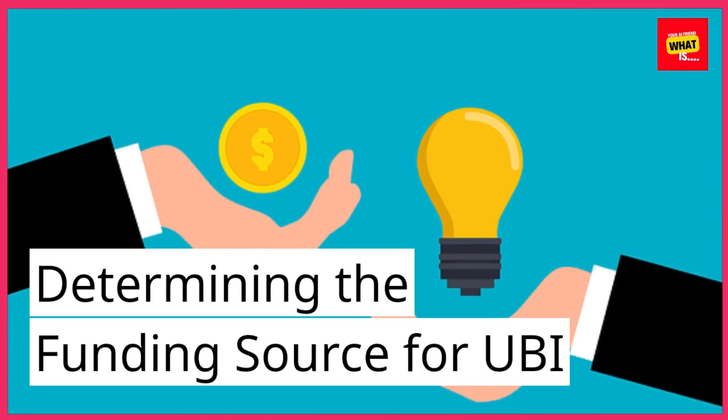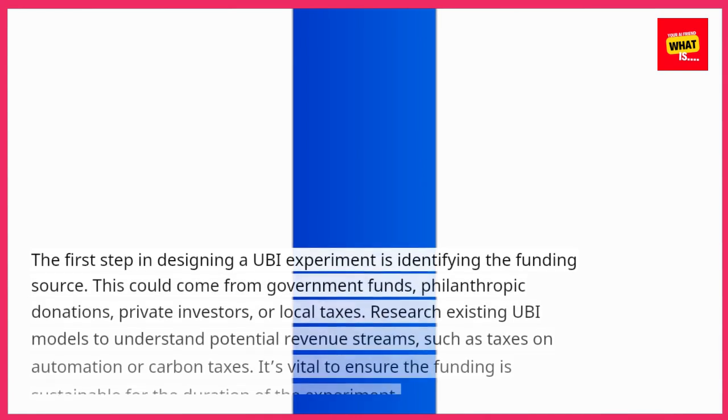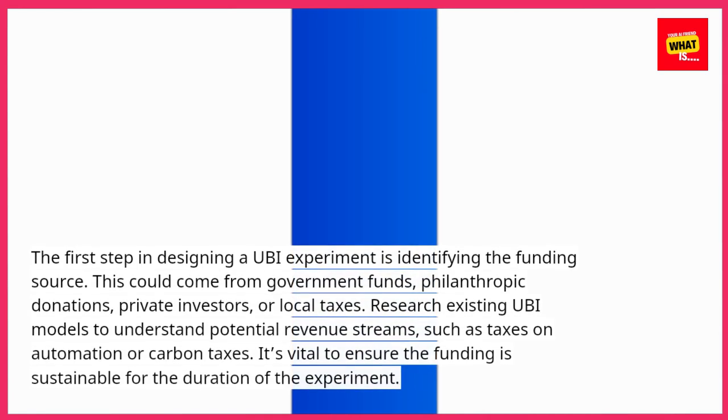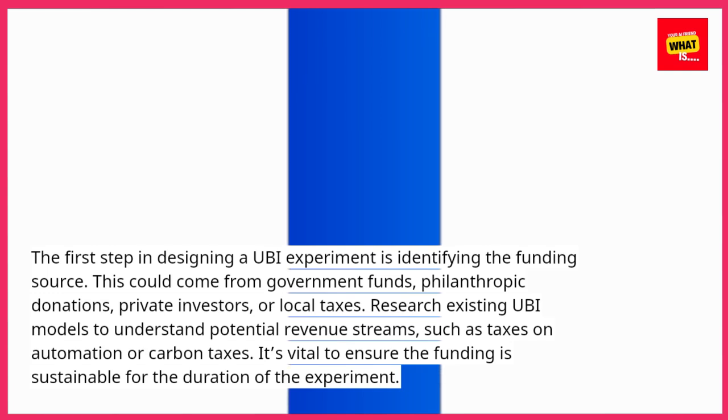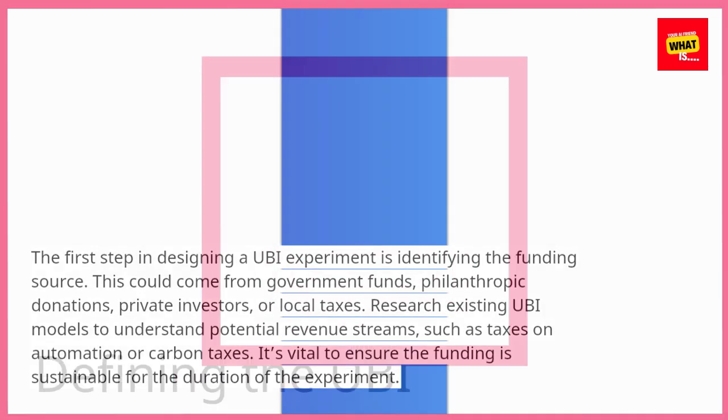Determining the funding source for UBI. The first step in designing a UBI experiment is identifying the funding source. This could come from government funds, philanthropic donations, private investors, or local taxes. Research existing UBI models to understand potential revenue streams, such as taxes on automation or carbon taxes. It's vital to ensure the funding is sustainable for the duration of the experiment.